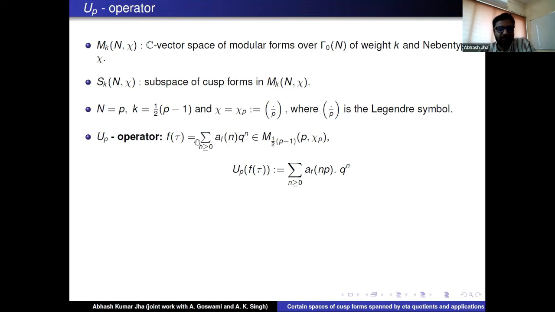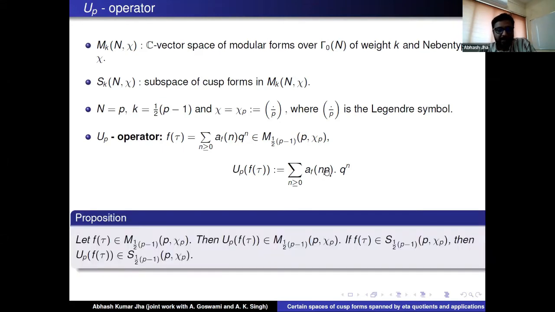So if I start with a modular form f of weight p minus 1/2, level p and character chi p, then I'm defining the action of this U_p operator on f by just modifying its Fourier coefficients. I'm just multiplying the argument by p. And it is not difficult to see that this U_p operator takes modular forms to modular forms and cusp forms to cusp forms. So this is one thing which I need.